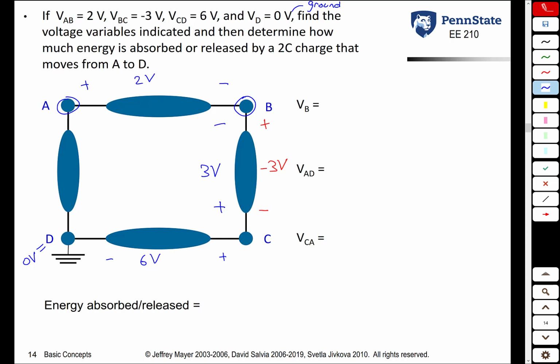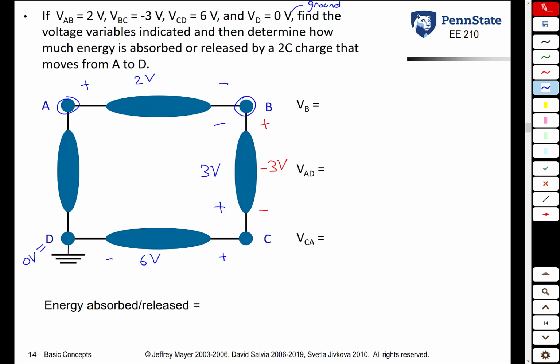So now we're asked to find the following absolute and relative voltages given that information that we have already. And then we're asked to determine how much energy is absorbed or released by a 2 coulomb charge that moves from point A to point D. So the first thing we're asked is, what is the absolute voltage at point B?